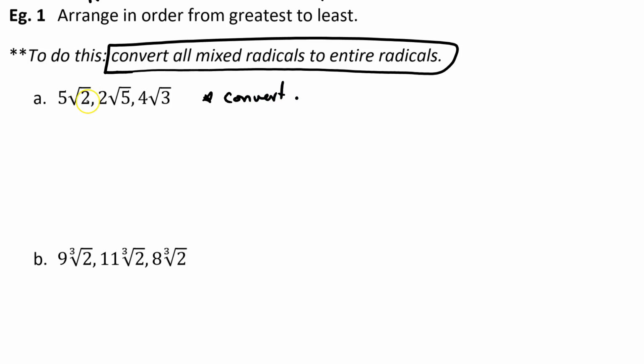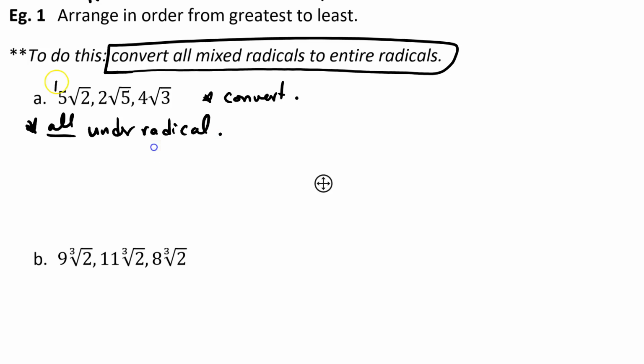Because right now, 5 root 2 versus 2 root 5, you can't really compare them. It's like saying, if we would give this an x value, it's like 5 x's compared to 2 y's. You don't know if one's bigger or which one's smaller. We need to kind of help them all speak the same language. And we need to get them all under the radical sign.